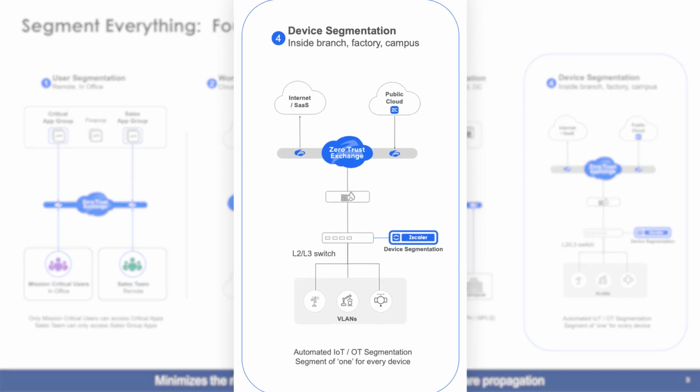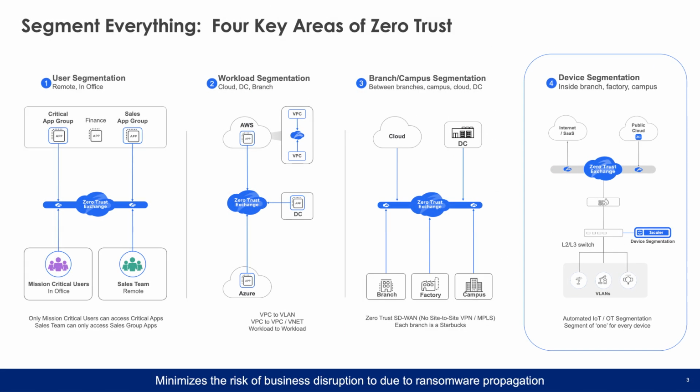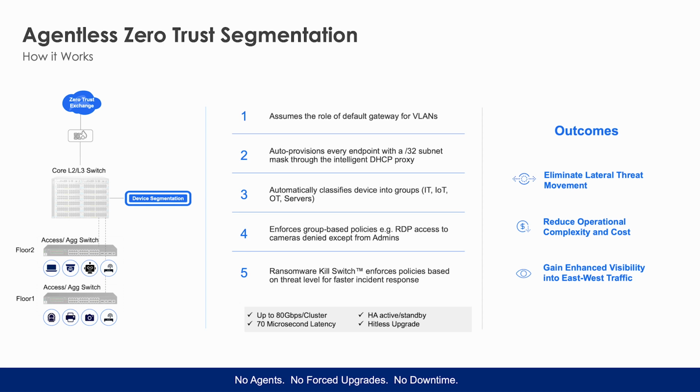And then finally, and the area of focus today for us is Zscaler device segmentation. This is the solution and technology that provides lateral threat movement prevention between devices within the same campus or a branch or a factory or a hospital, thereby complementing the Zscaler portfolio and providing our customers the most comprehensive lateral threat movement prevention solutions. So we'll double click on device segmentation today for this particular session, and we'll get into how it works.